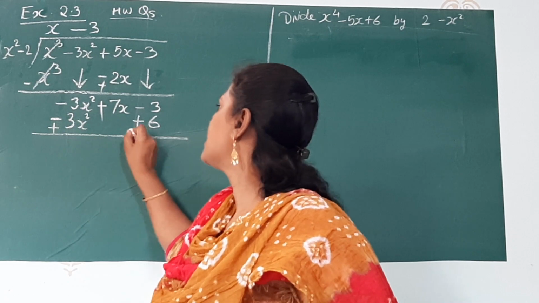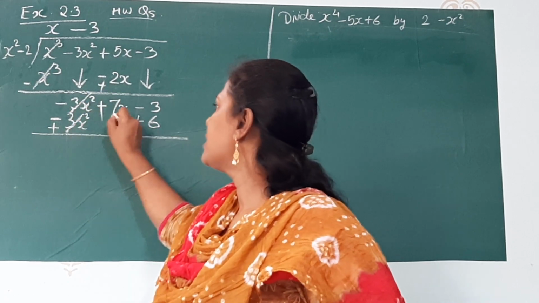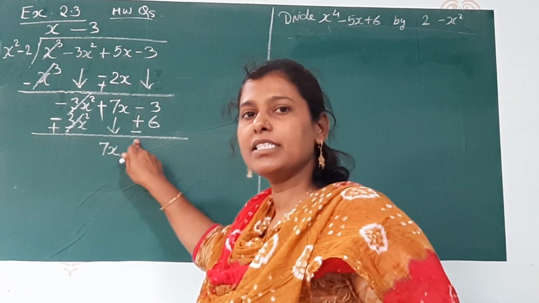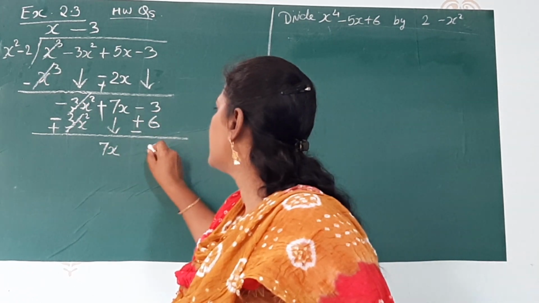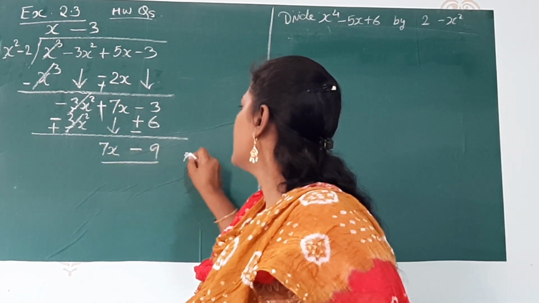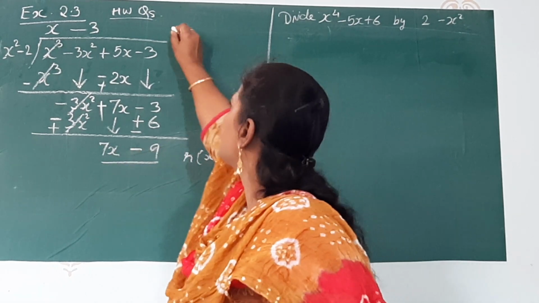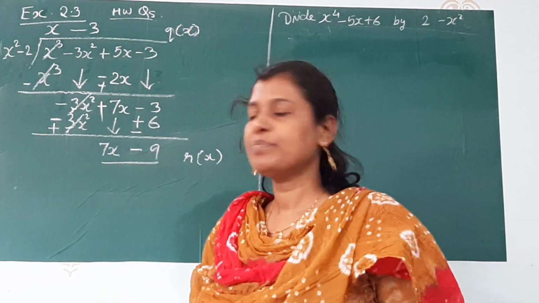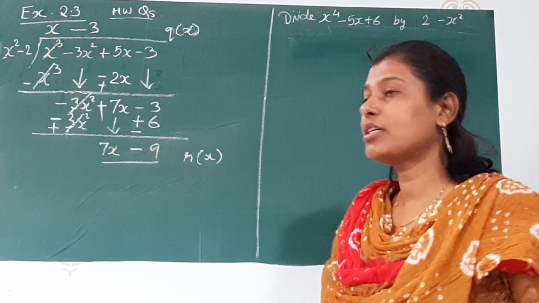This will become plus, this will become minus. Eliminated. This as it is, 7x will come down over here. Minus minus, we will add 6 plus 3, 9. 6 is greater, having minus sign. So this is the remainder polynomial and this is the quotient polynomial. Okay, this much is clear. Now we will do the other question.